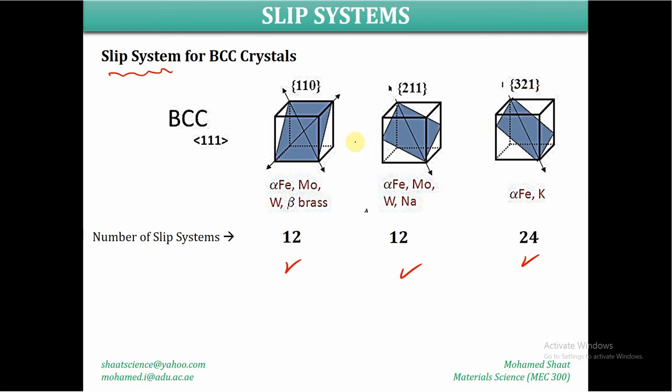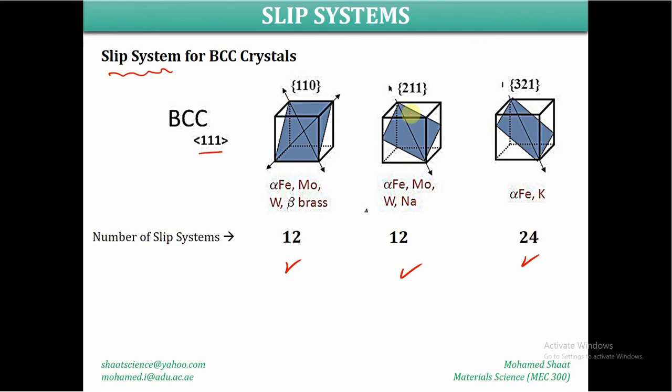Make sense? And in all of these slip systems, the crystallographic direction is the same. So within this plane, we do have different crystallographic directions, an infinite number of crystallographic directions. Which ones have the largest linear density? Any direction that belongs to this crystallographic direction family, which is 111.